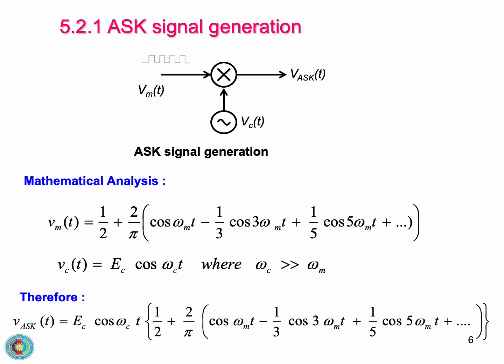To generate an ASK signal, the simplest method is to use a multiplier. We input our modulating digital signal V_M(t), and multiply it with our carrier signal V_C(t), to produce the ASK signal V_ASK(t). Mathematically, our modulating signal, if it's a unipolar pulse train, can be represented by a Fourier series, as shown here. Our carrier is a simple cosine wave. When these are multiplied, the resulting V_ASK(t) equation clearly demonstrates how the carrier's amplitude is modulated by the components of the digital signal.